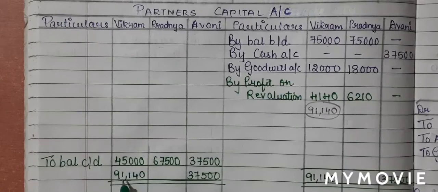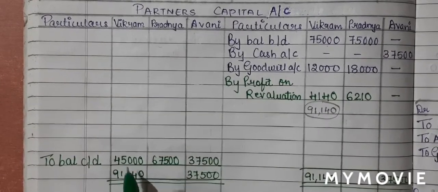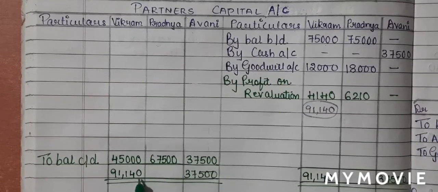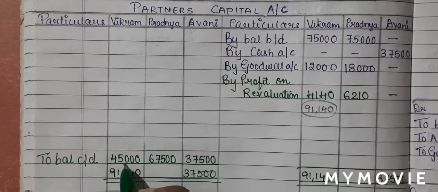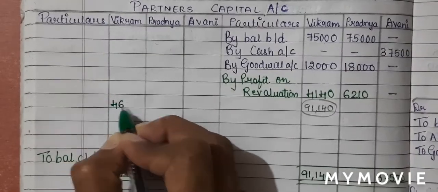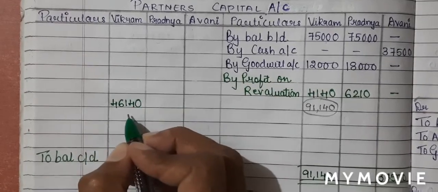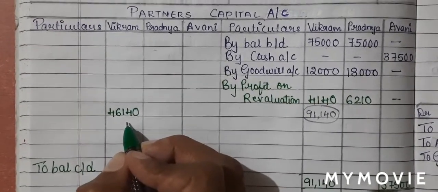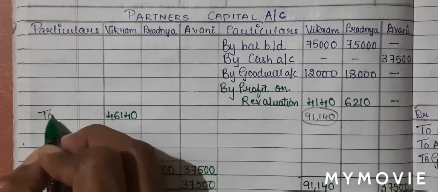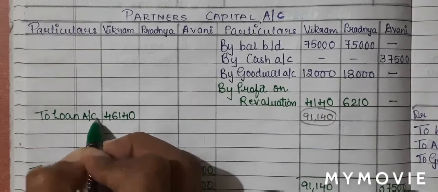From 91,140, I already have a balance of 45,000. So I'll minus it. That is 91,140 minus 45,000. I'll get a balance of 46,140, which I'll write on top. Now very clearly we have seen the question. They have told us to adjust this amount through loan account. So I'll write it as to loan account.